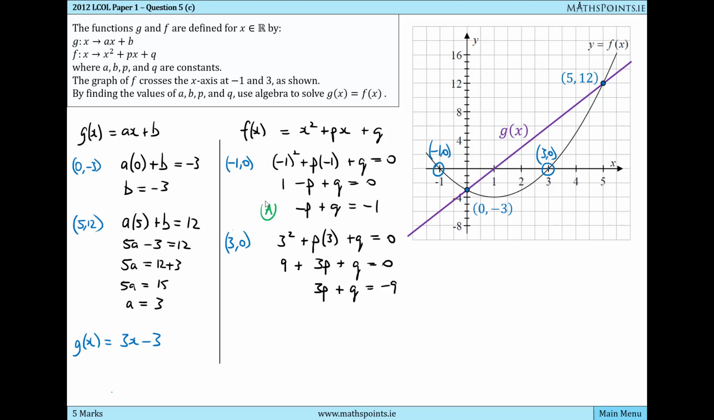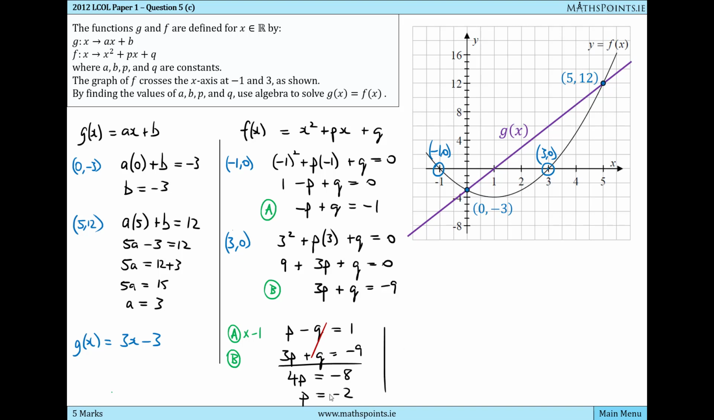So we can see that we're left with a simultaneous equation in p and q. We label the first equation A and the second equation B, and we'll try and solve the simultaneous equation. I'm going to multiply A by minus 1 to give me p minus q equals plus 1, and B is the equation 3p plus q equals minus 9. Summing the equations, minus q plus q is 0, so they cancel. P plus 3p is equal to 4p, and 1 minus 9 is equal to minus 8. If I divide both sides by 4, I get that p is equal to minus 2.